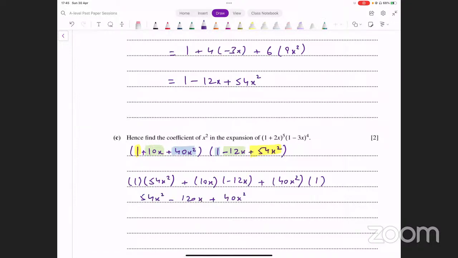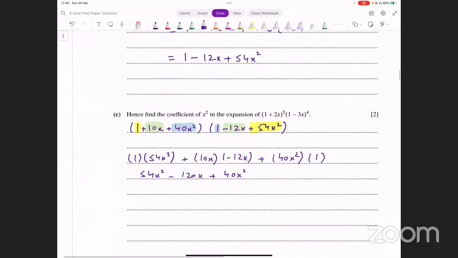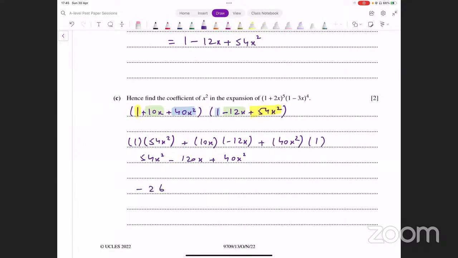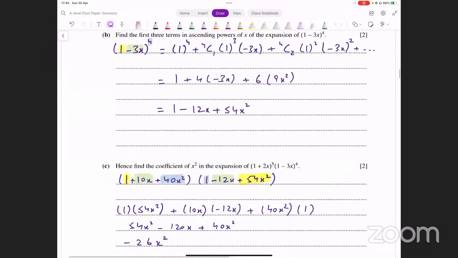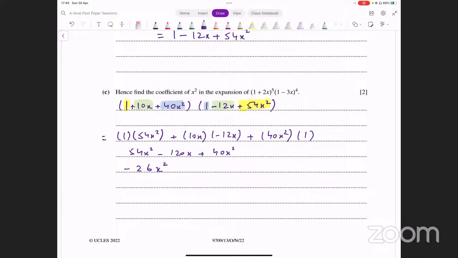Let's see what this turns out to be. 54 plus 40, that is 94. 94 minus 120, that should give you minus 26. So this is minus 26x². We were looking for coefficient of x². तो हम क्या कहेंगे? Coefficient क्या आ गया? Coefficient of x² is minus 26. This is what we were looking for. ये आपका coefficient. ठीक है, that's your final result.